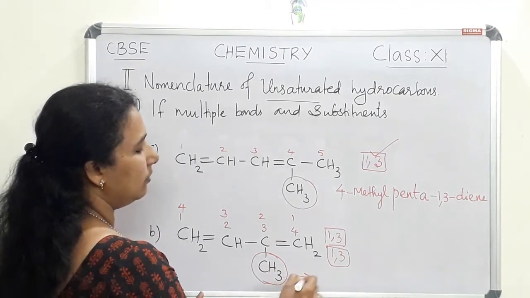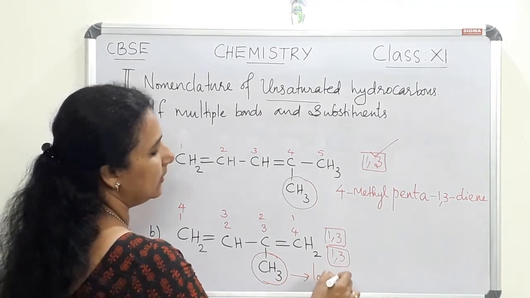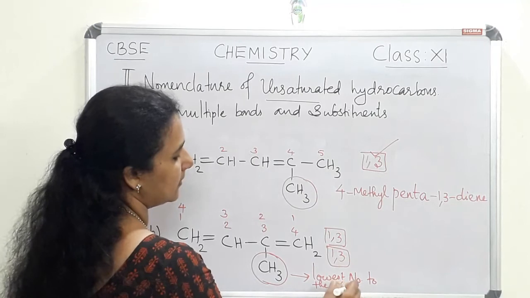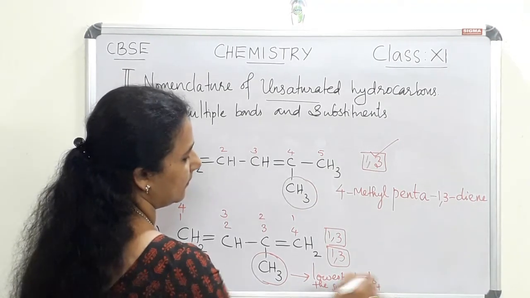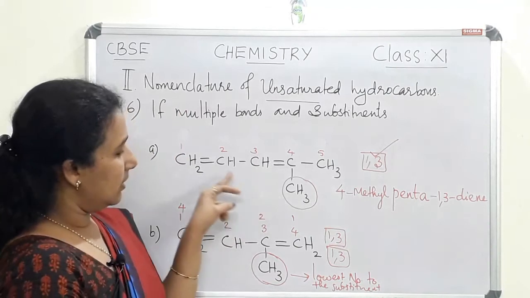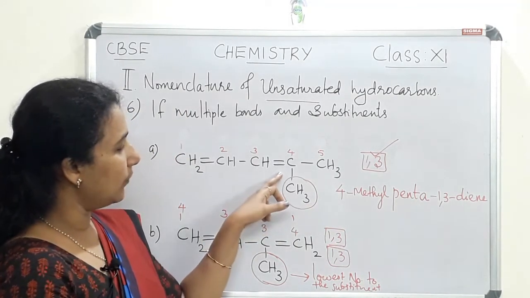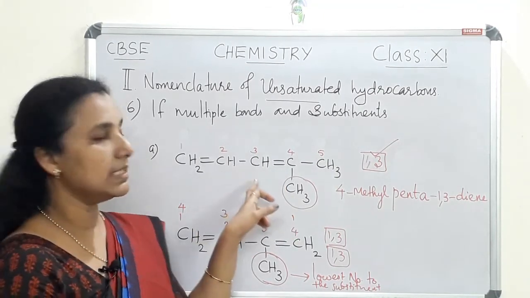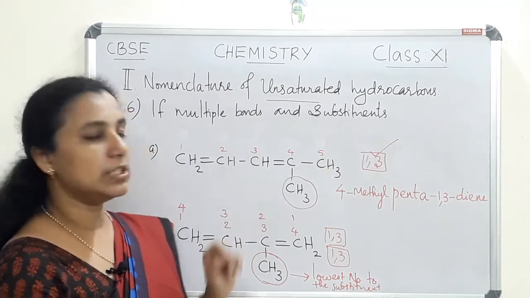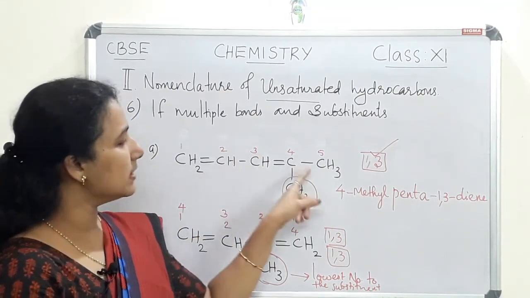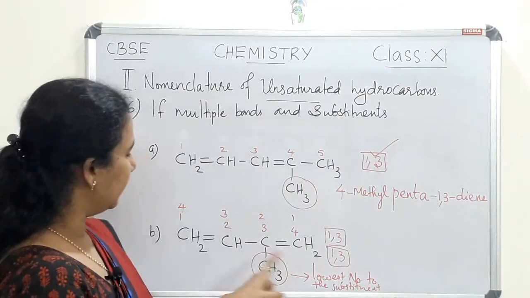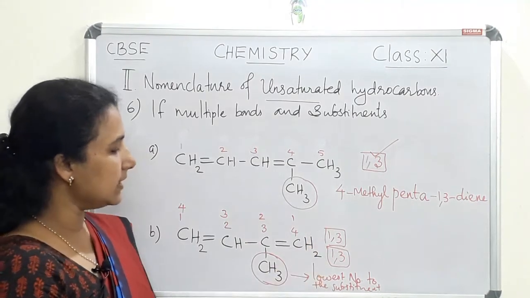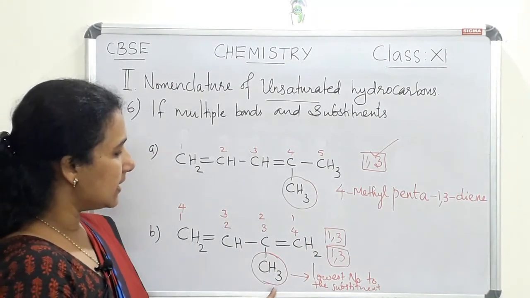Here we have to give the lowest number to the substituent. So in the first case we didn't have to give the lowest number to the substituent. In that case, we could easily find out the lowest set of locants while considering the set of locants for multiple bonds. In this case, the sets of locants for the multiple bonds are the same. In this case, we have to give the lowest number to the substituent.